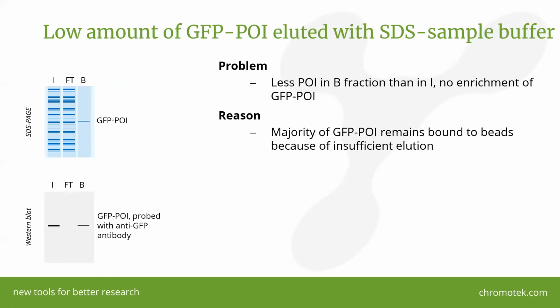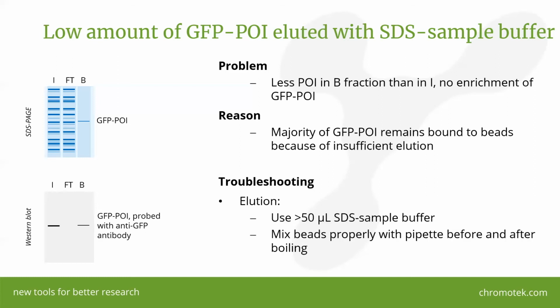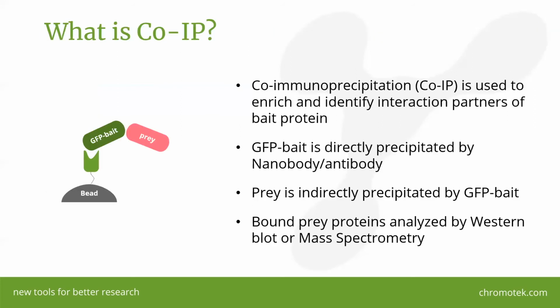So the explanation is that the protein of interest is still bound to the beads after elution with the sample buffer. And to resolve this issue, it is important that you use at least 50 microliters of sample buffer. You mix properly with the pipette before and after boiling. So this is now all the cases we had for the immunoprecipitation, and now we focus on the co-immunoprecipitation.